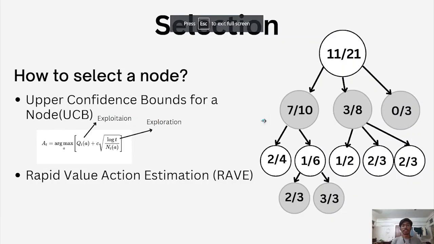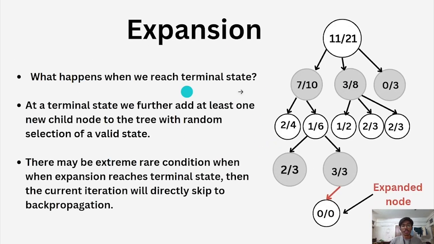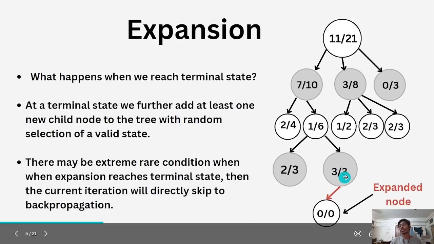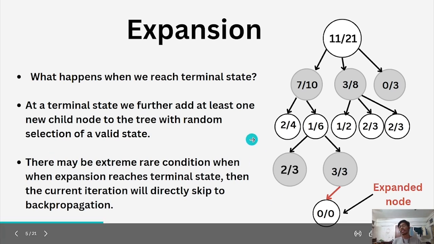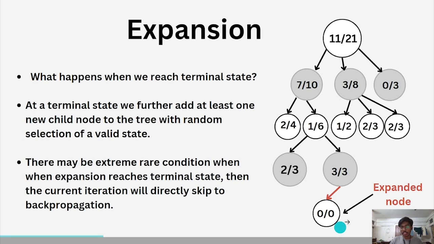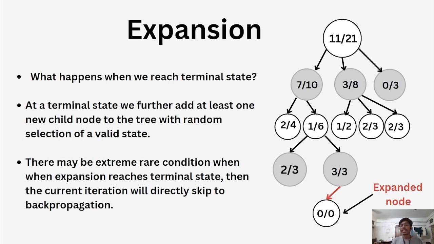So we demonstrated how we can select our next node based on a probabilistic method in selection. Now, what happens when we reach a terminal state? So we add one more child to this node, and this step is expansion. There may be some rare conditions when this expansion reaches a terminal state. At that time we directly skip to backpropagation, which we'll see further.